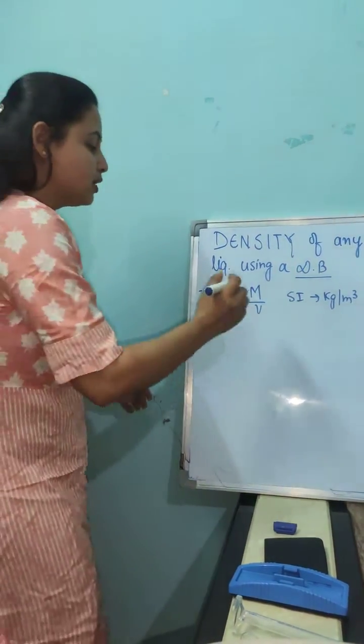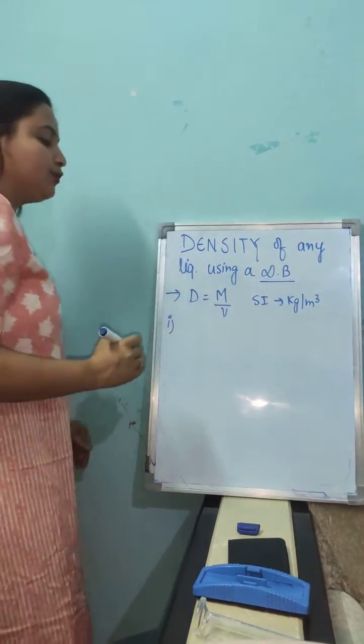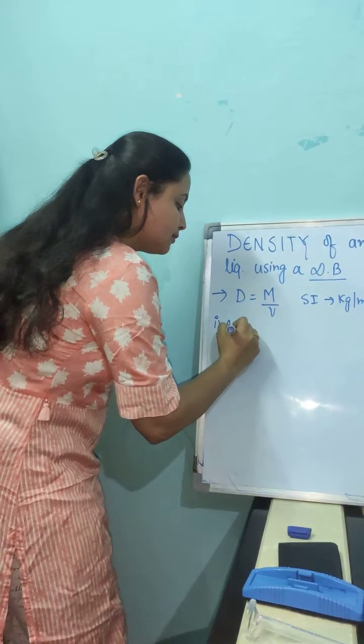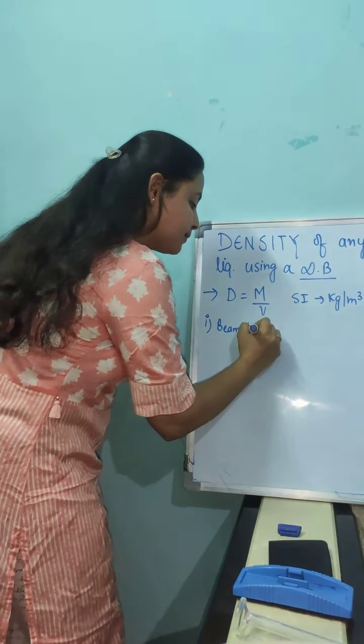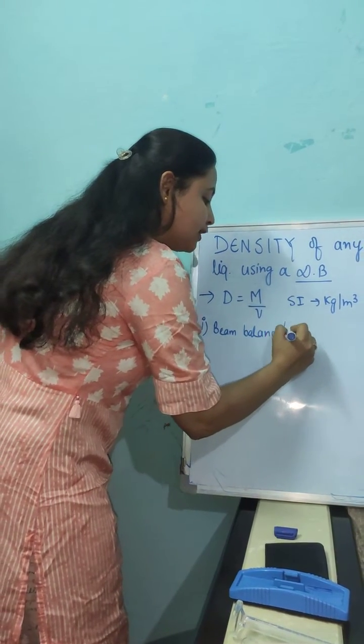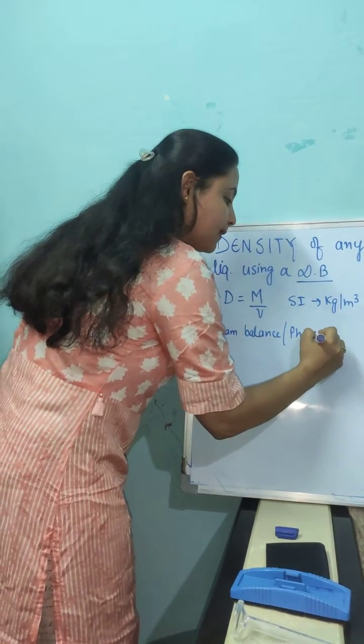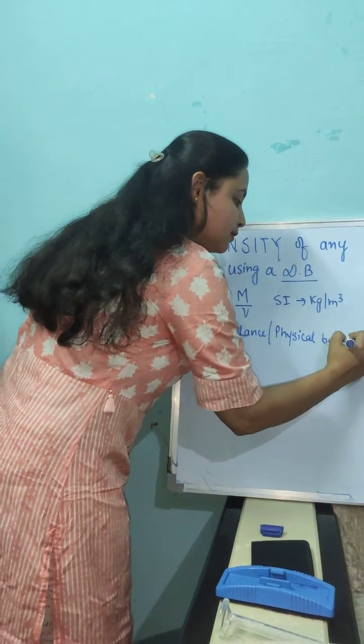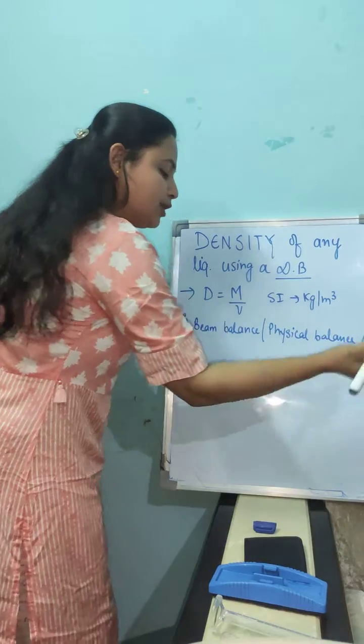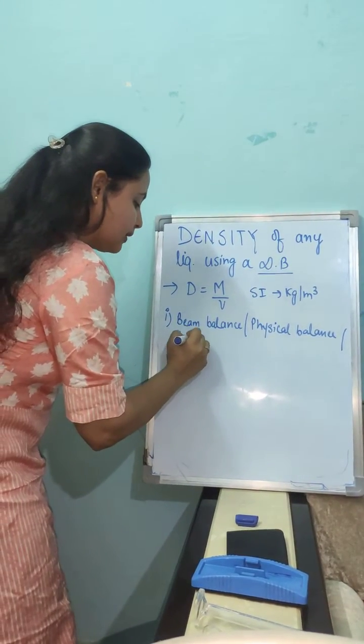First of all, you will take one beam balance, or you can take a physical balance, right? Or else you can use the simplest instrument, that is, an electronic balance.